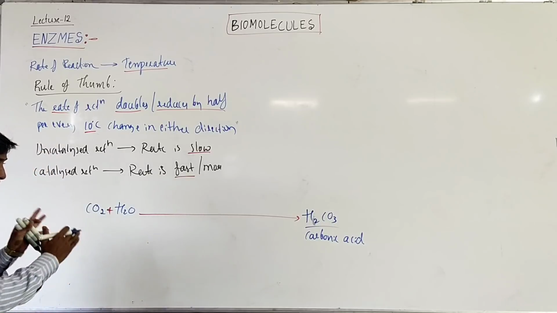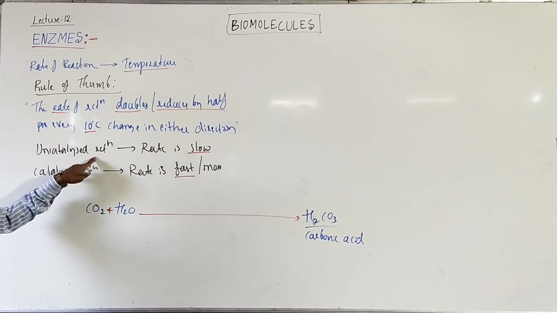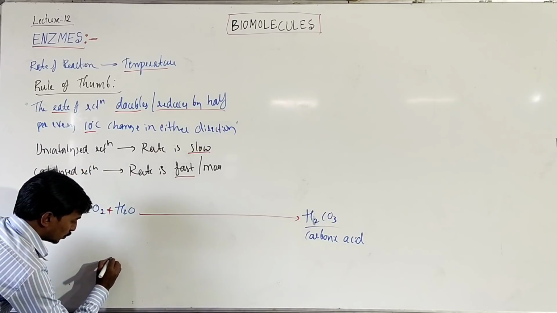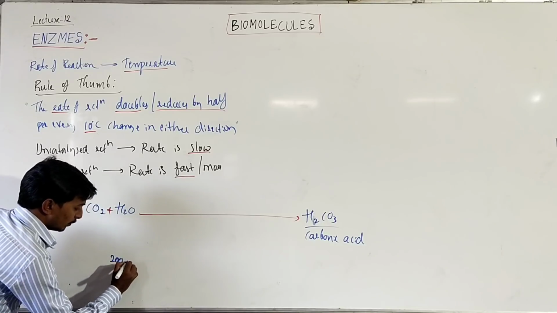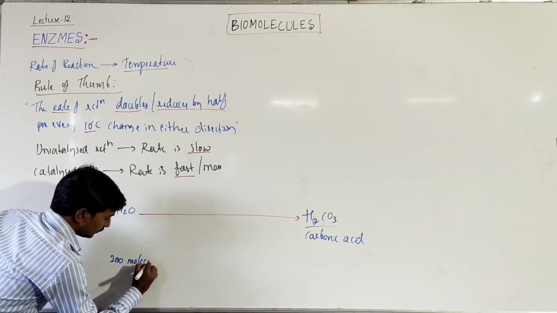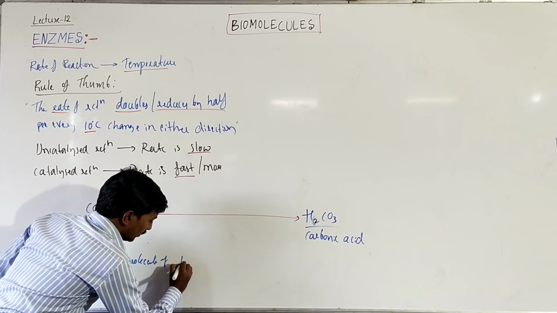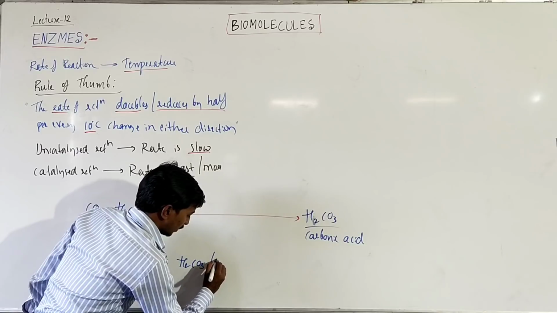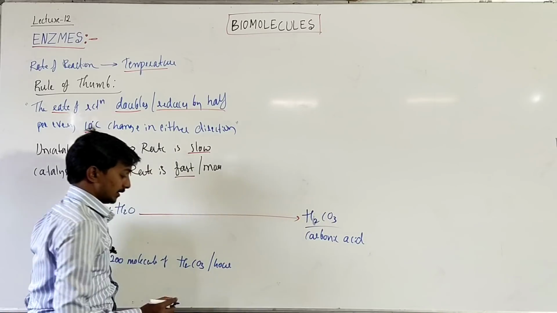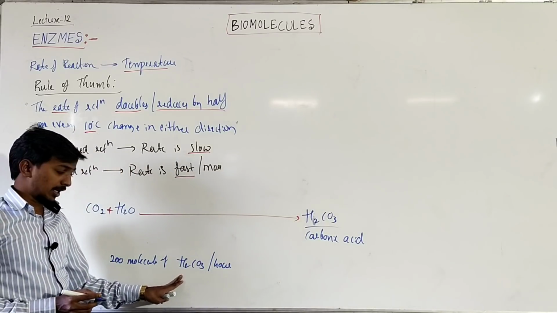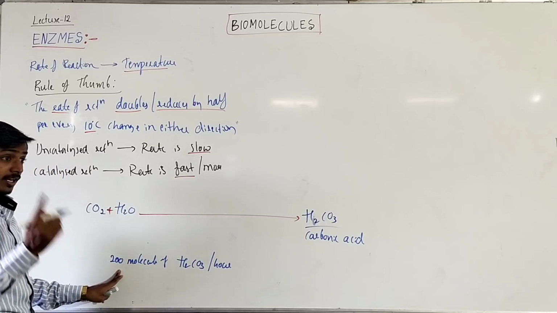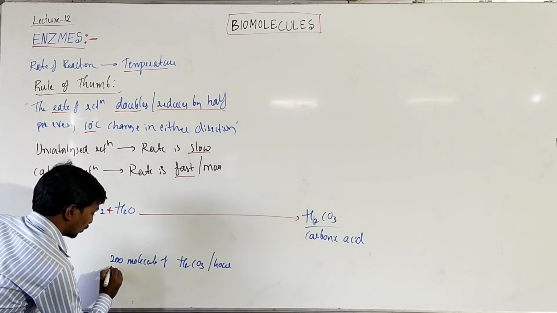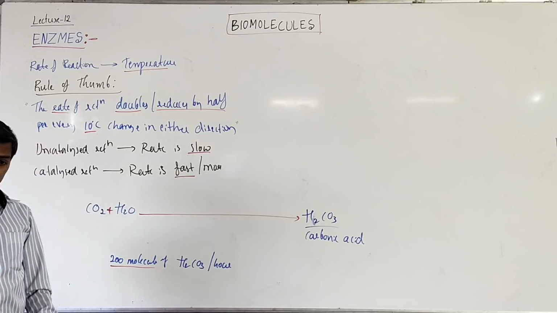But at this speed, without the enzyme, there are about 200 molecules of carbonic acid formed per hour. These many molecules of carbonic acid are formed in 1 hour without enzyme. Only 200 molecules of carbonic acid are formed.